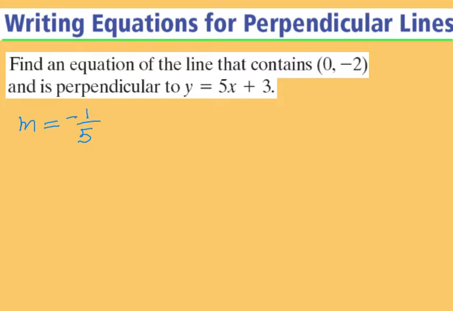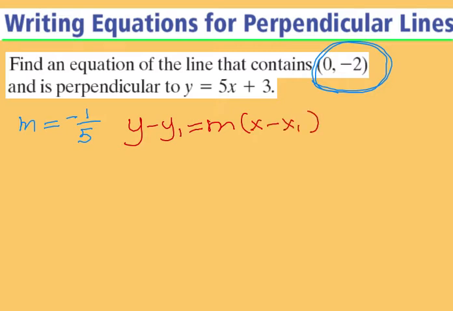So the line that I'm trying to write the equation of has a slope of negative 1/5 and goes through the point (0, -2). So that means I have the correct information to be able to write the equation of the line in point-slope form. I know a point on the line and a slope of the line. So this would become y minus a -2 would become +2, equals m, so that's slope, negative 1/5, times the quantity, x minus 0.